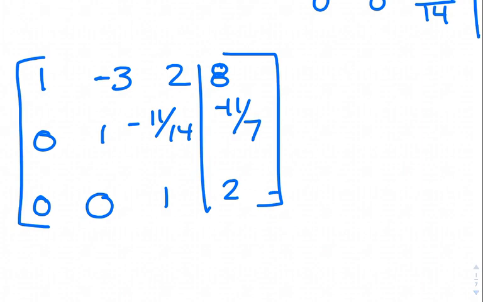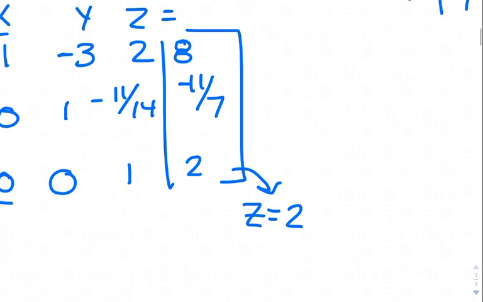I start with row 3, and that's always going to tell me what z is. So here z is 2. Remember your columns go x, y, z, and then equals. Here I see x and y have 0 in front, which means they just disappear. Z has 1 in front, so it's 1z equals 2, which is just 2.